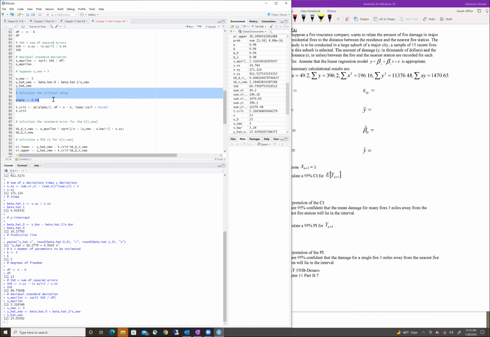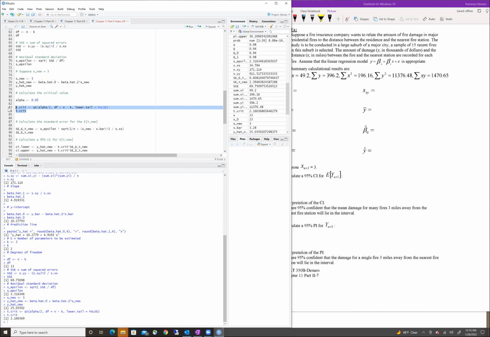Next we can get our critical value. We set our alpha level; since this is a 95% confidence interval, our alpha level is 0.05. Our critical value can be found using the qt function in R. We have to define our area in the tail. Since we have a confidence interval, we have 0.05 altogether, which puts 0.025 in each tail. We're setting our degrees of freedom to n minus k. Lower tail equals false because we want the critical value to be positive. So we get a critical value of 2.16.